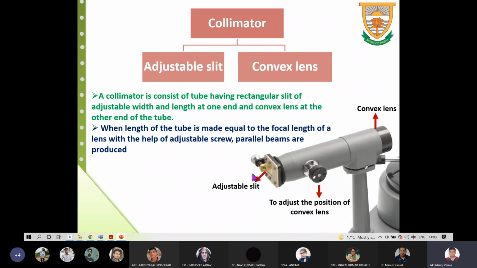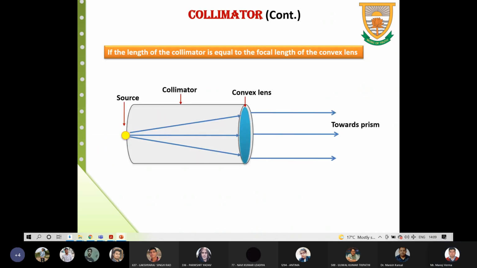This adjustable slit will be used to create a good, bright, narrow slit of the source. And this screw we have to rotate so that this convex lens will produce a parallel beam of light rays coming from the source. And these parallel beams of light rays will be passed on to the prism table. They will be passed after creating a parallel wavefront. You can say they will be passed towards the prism.